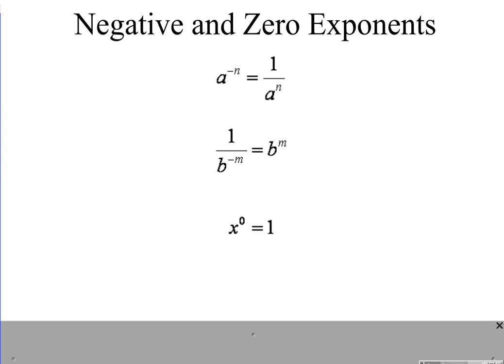Last property, property of 0. Anything to the 0 power is 1. It does not matter how big the number is, how small the number is, how many variables there are. If it's raised to the 0 power, by definition, it is equal to 1.